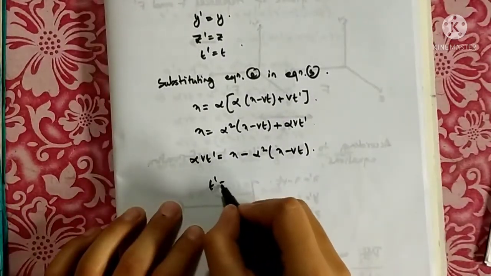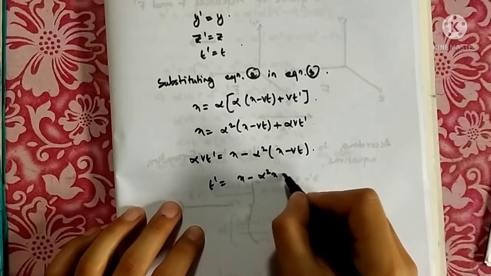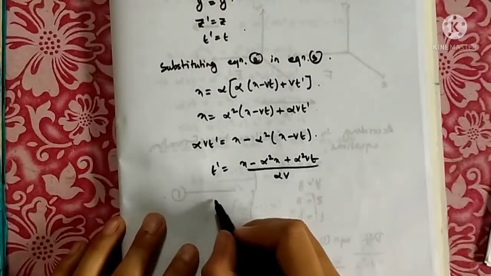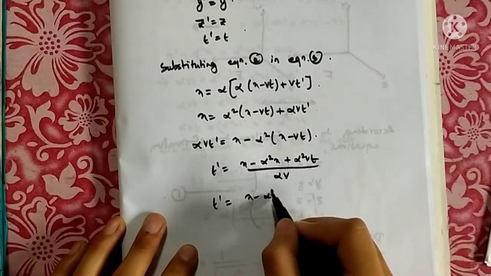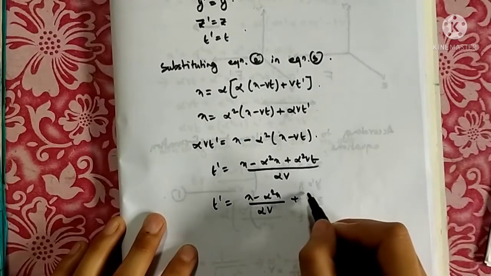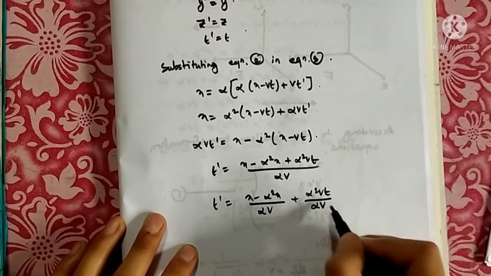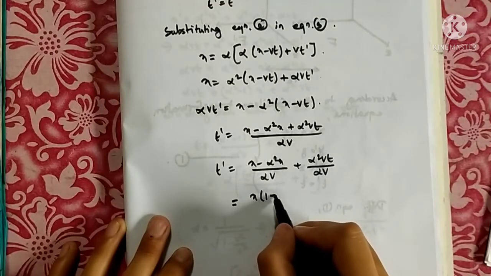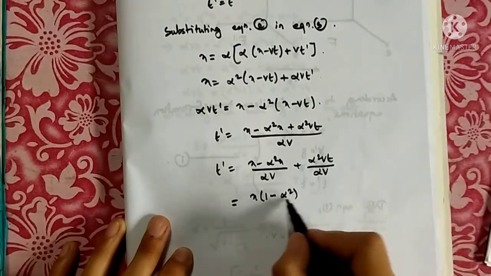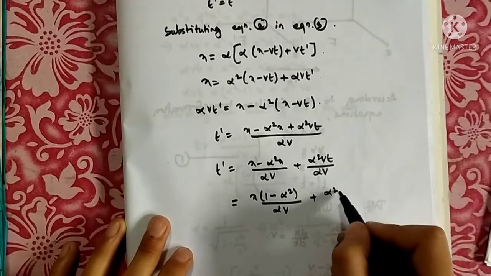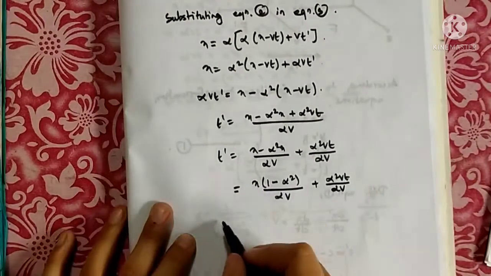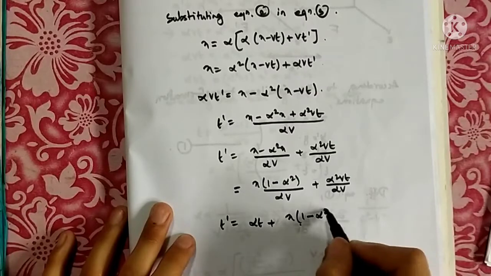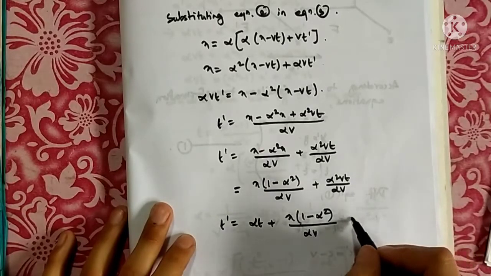t prime equals (x minus alpha square x plus alpha square vt) by alpha v, and alpha v t prime equals x minus alpha square x plus alpha square vt, so t prime equals x (1 minus alpha square) by alpha v plus alpha square vt by alpha v. t prime equals alpha t plus x (1 minus alpha square) by alpha v. Equation number 4.